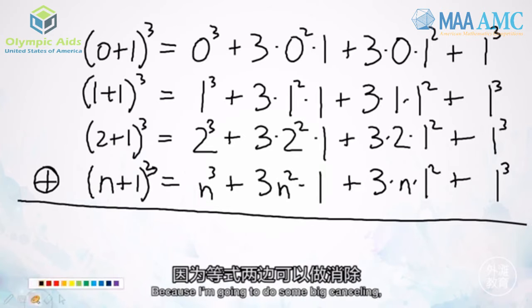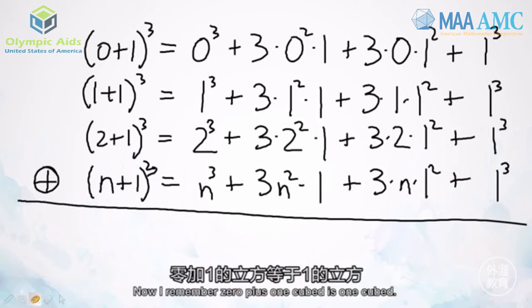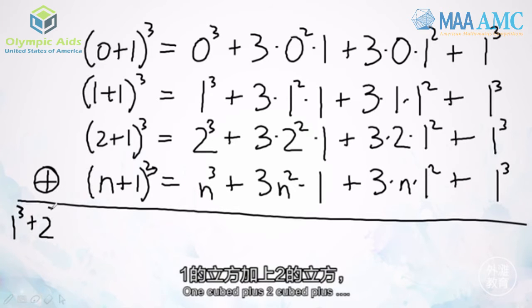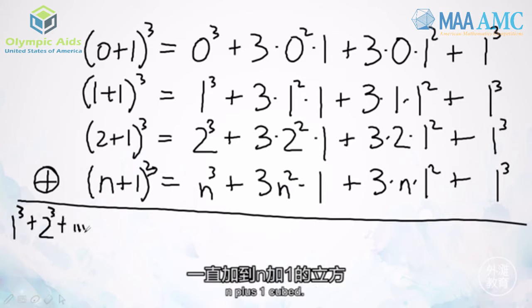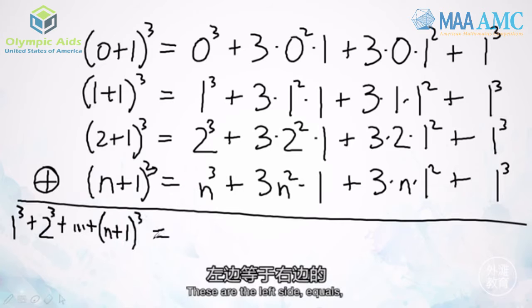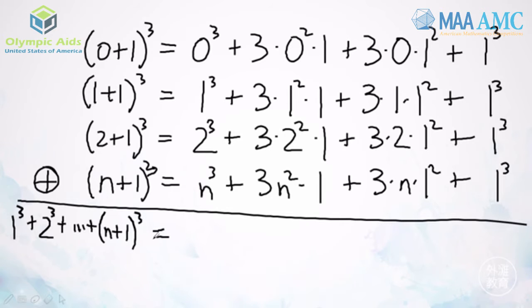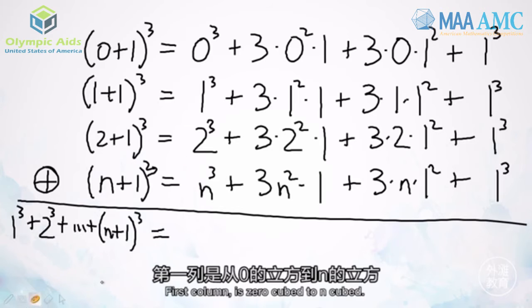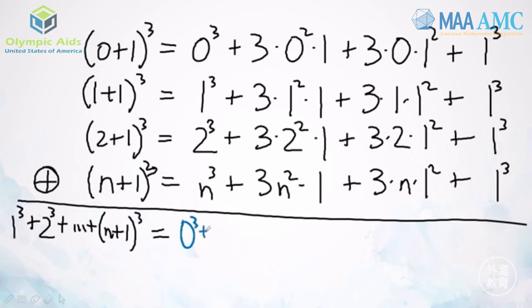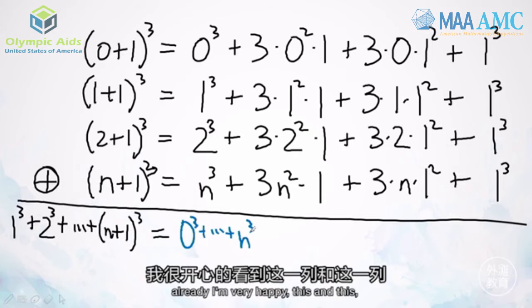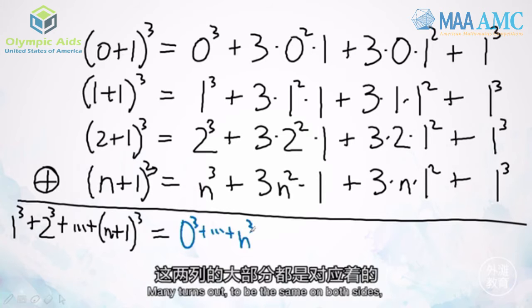Okay, I'm going to write that down because we're about to do some big canceling. The left side, now I will remember, 0 plus 1 cubed is 1 cubed. So I'll be doing 1 cubed plus 2 cubed plus dot, dot, dot, plus n plus 1 cubed. These are the left side, equals. Now let's look column by column. This first column is 0 cubed to n cubed. Already I'm very happy. This and this have an enormous overlap. Many terms are on the same on both sides. What is this in the middle?